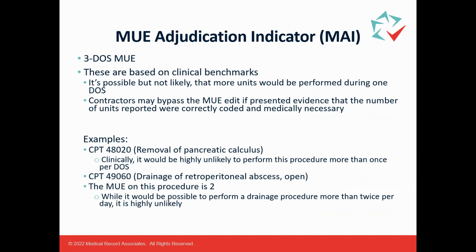An MAI of 3 is a data service MUE, and these are based on clinical benchmarks. So it's possible, but not likely, that more units would be performed during one date of service on these edits. Contractors may bypass the MUE edit if presented evidence that the number of units reported were correctly coded and medically necessary. I cannot stress enough, and overemphasize, the medical necessity throughout this NCCI manual when you're talking about trying to override an edit of some sort.